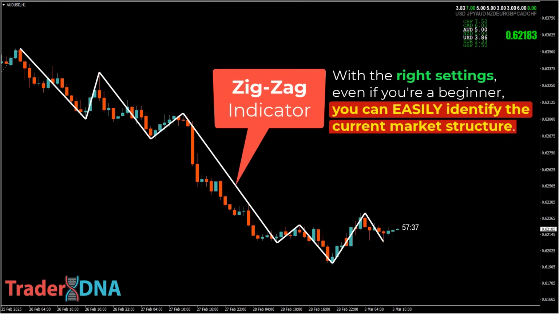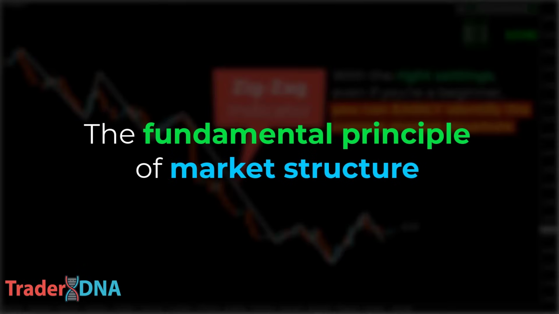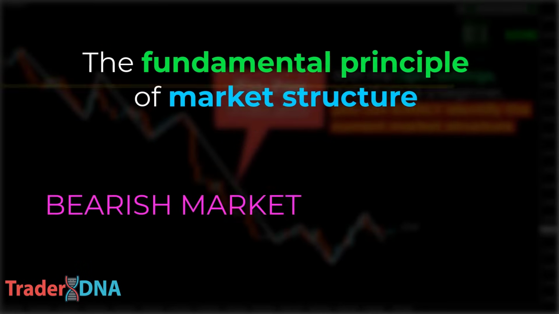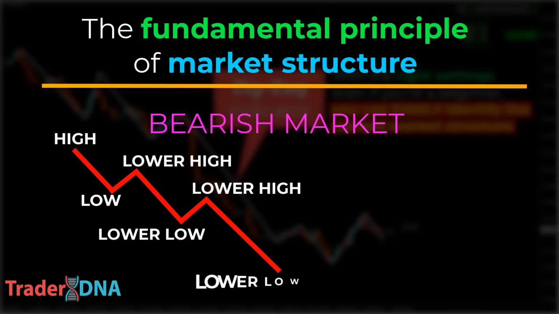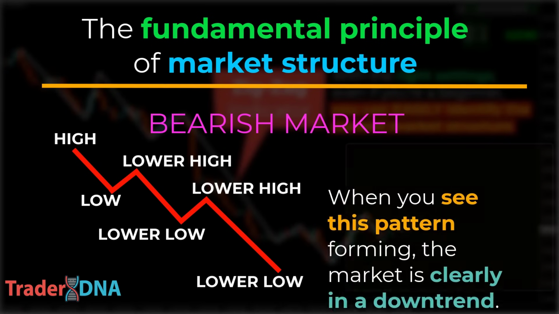In fact, since we base part of our market analysis on structure, our entry probability skyrockets compared to just relying on signal confirmation alone. Now, let's break it down. Here's the fundamental principle of market structure. Bearish market. The sequence is high, low, lower high, lower low, lower high, and lower low. When you see this pattern forming, the market is clearly in a downtrend.